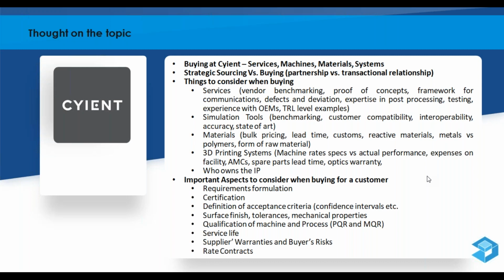And the IP can come in various forms. It could be a design-related IP. It could be a process-related IP. So one of the things to consider when you're buying for AM, especially services, is you need to be very clear that you have defined this particular aspect right at the start of the engagement.